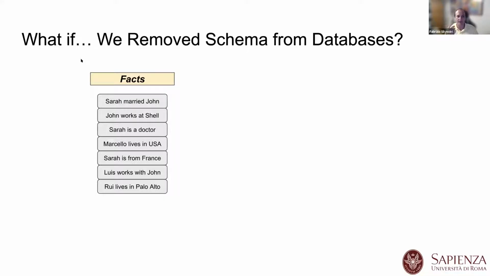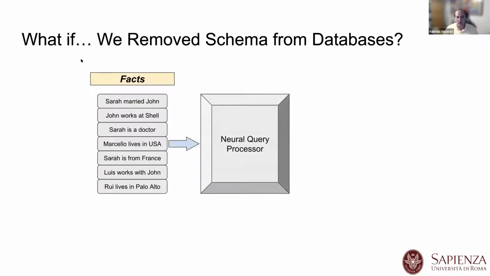Well, instead of considering data as a set of relations in a formal way, we consider our data as a set of facts. So you can read some facts over there. Sarah married John, John works at Shell, Sarah is a doctor, and so on and so forth. And then we have a neural query processor. So we remove the schema, but we have a query processor that is a neural component. We follow the trend of the last 10 years, and we try to transform a query processor into a neural query processor.